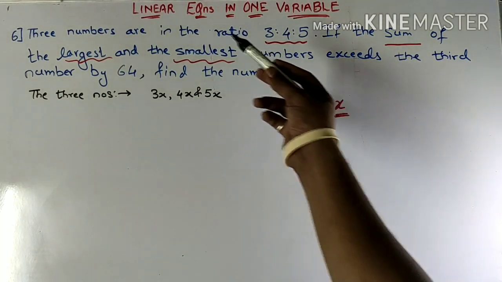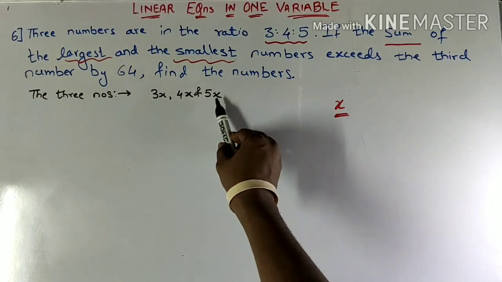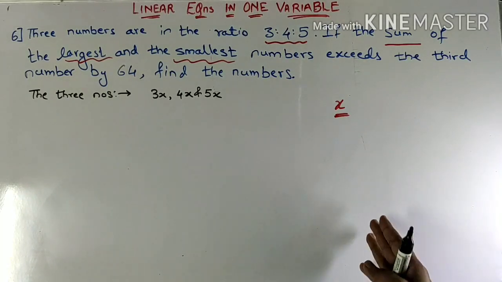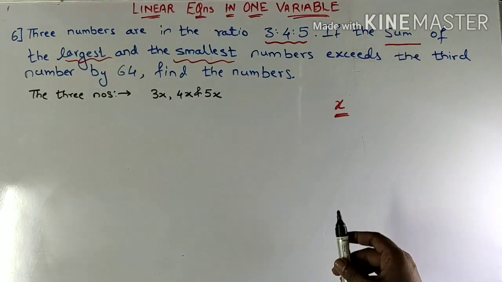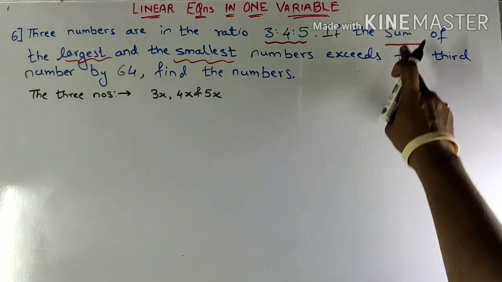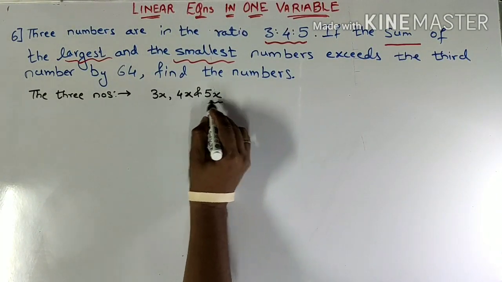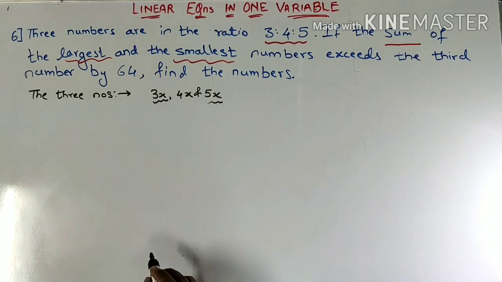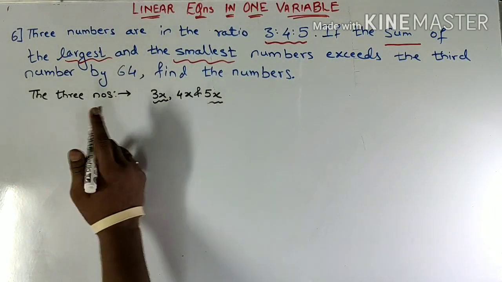This is the benefit of using the unknown variable or a common multiple which we don't know, and we are using a linear equation in one variable to solve. So 3x, 4x and 5x are the three numbers. Now we have converted the ratio into three separate numbers. If the sum of the largest and the smallest, obviously the largest will be 5x and the smallest will be 3x.